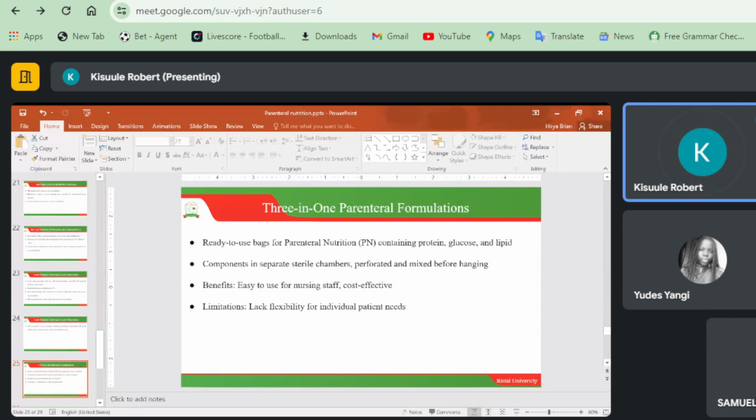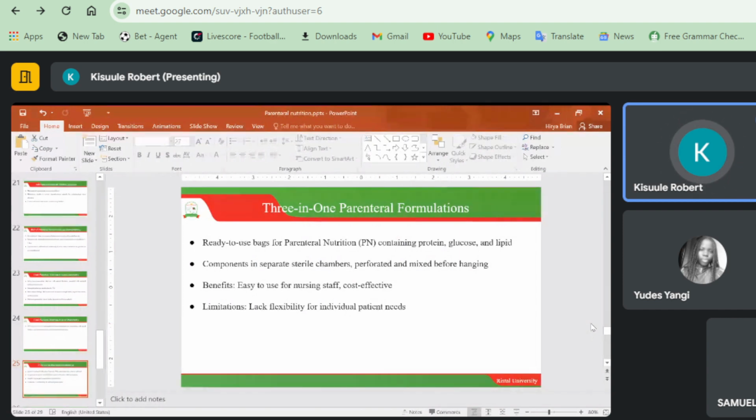Earlier on, we required the nurses to be able to mix these feeds on their own, calculating the amount of protein required, the amount of glucose required, or the amount of the lipid required, or the saturated fatty acids. However, now remember, all patients come with their different complications, and they require to be handled differently.